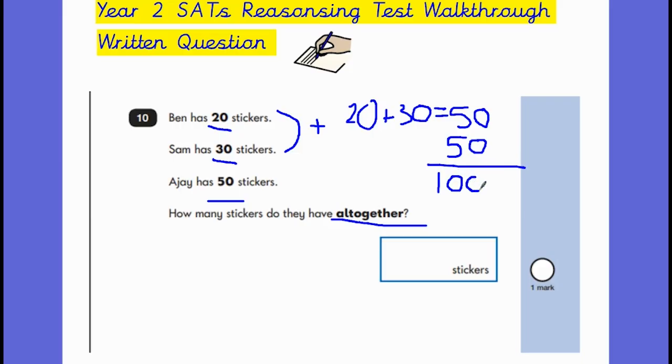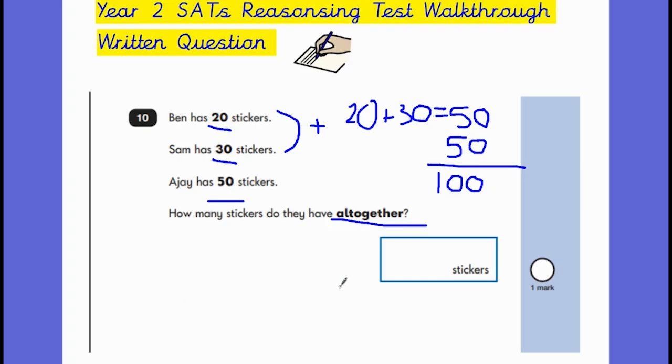Okay, so that would be an efficient way, looking at it that way. Which two numbers can I add together easily? Well, I know that 2 and 3 make 5, so 20 and 30 will make 50, and I also know that 50 and 50 equals 100.